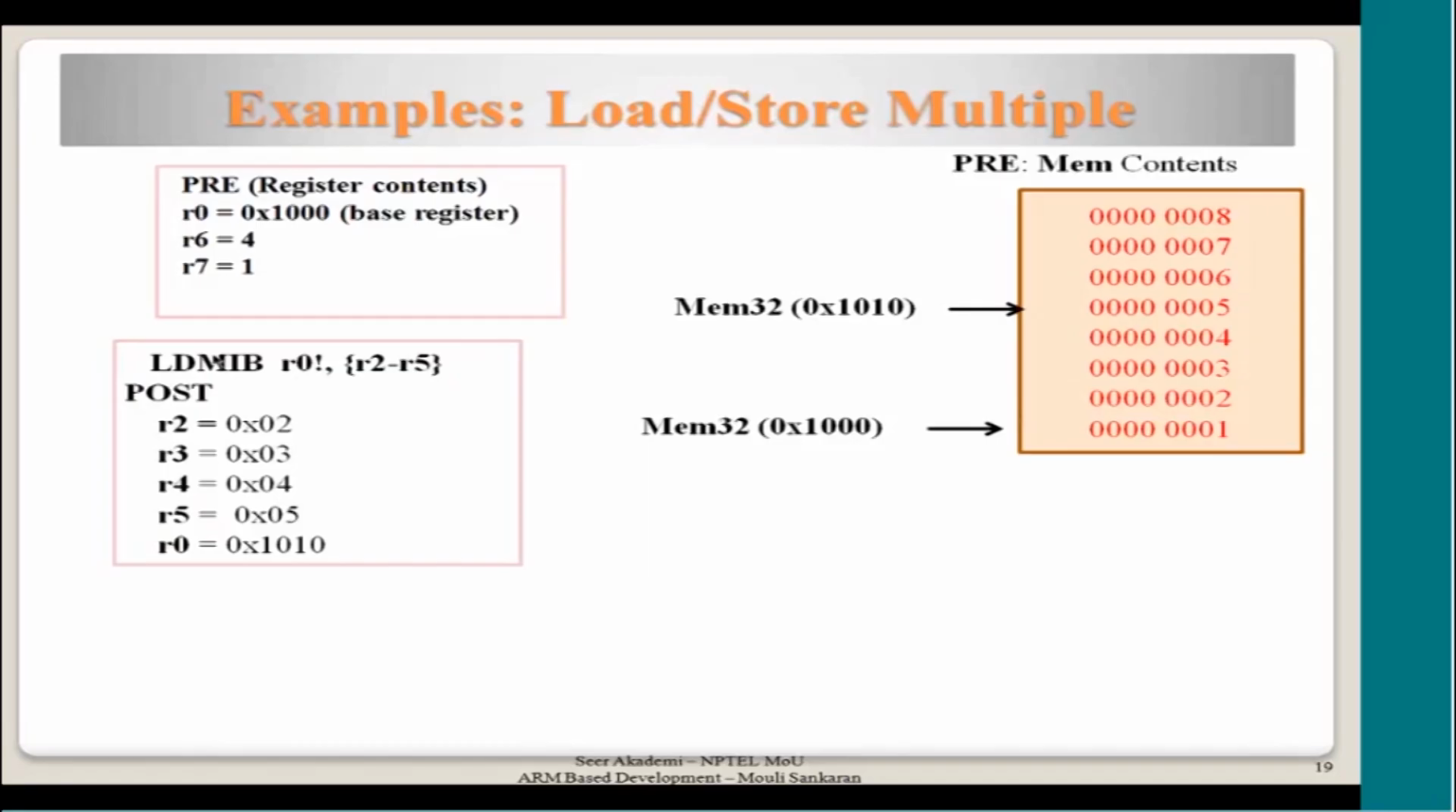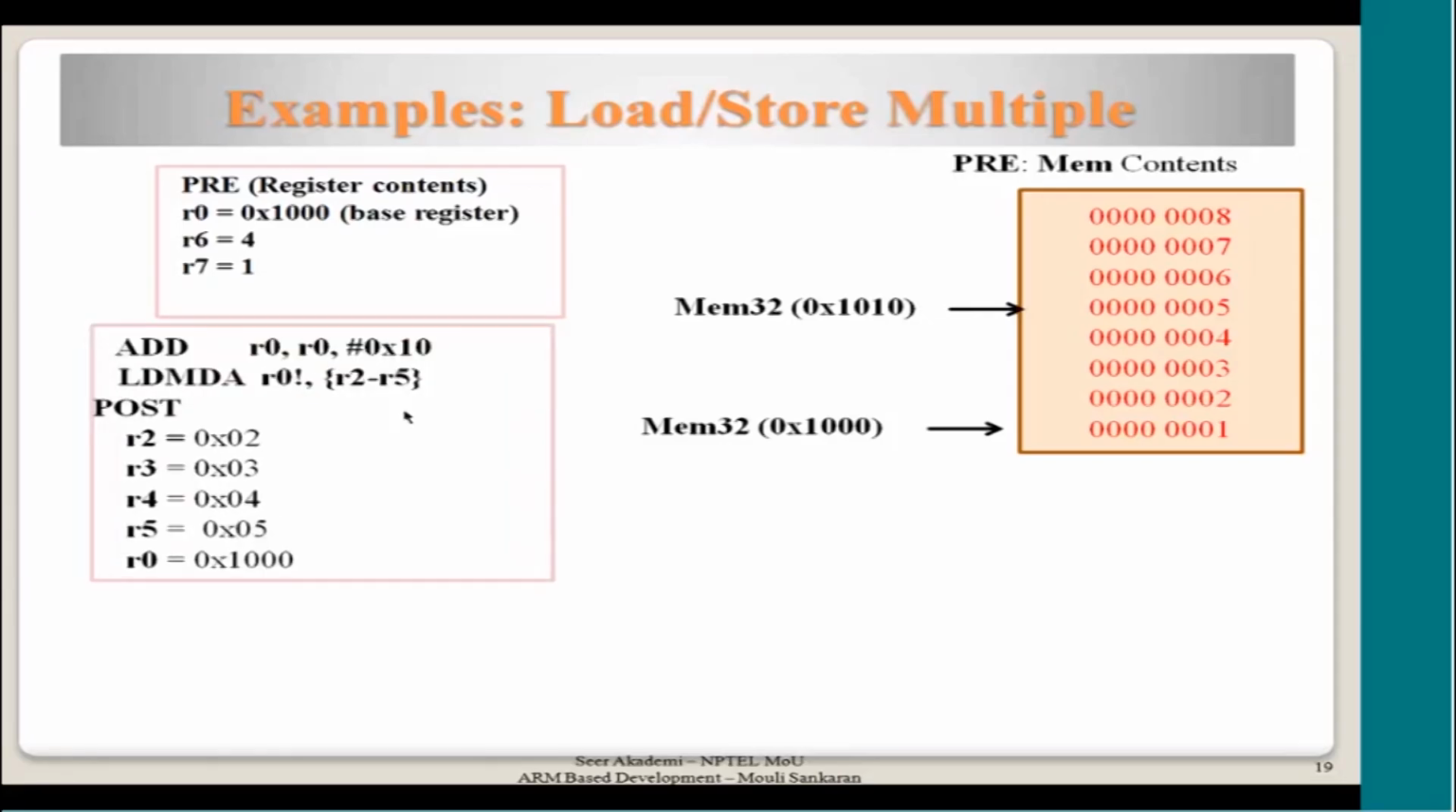We are always doing word transfer. There is no byte or half word here. LDM supports only word transfer. Please don't confuse this B with STRB and LDRB. They are different. This B is not for mentioning a byte transfer, it is for increment before. LDM always does a word transfer. So R0 is incremented and then R2 to R5 are copied, from the lower address to the higher address. It's very straightforward. I don't need to spend more time here.